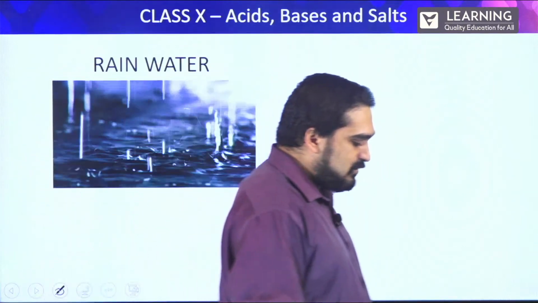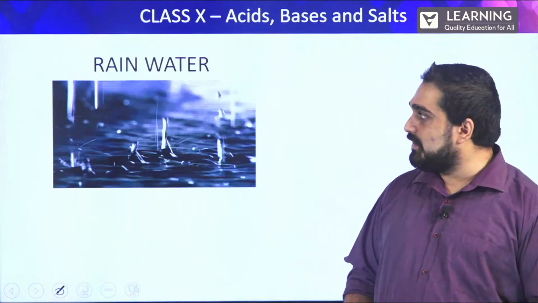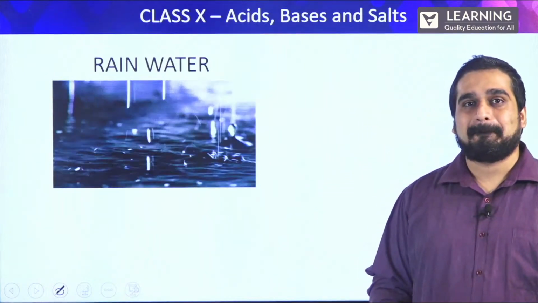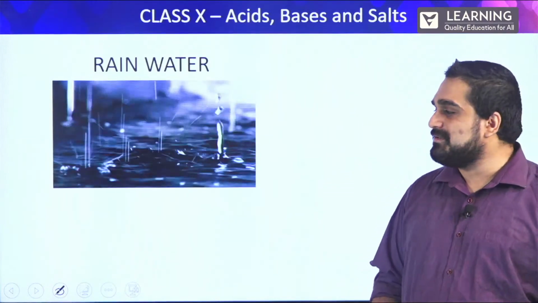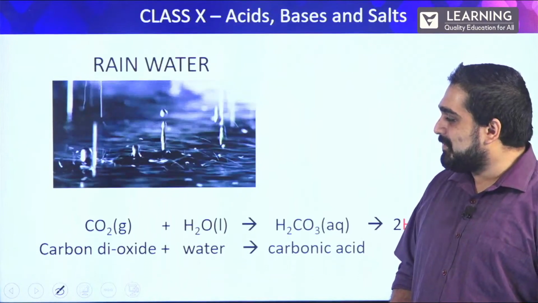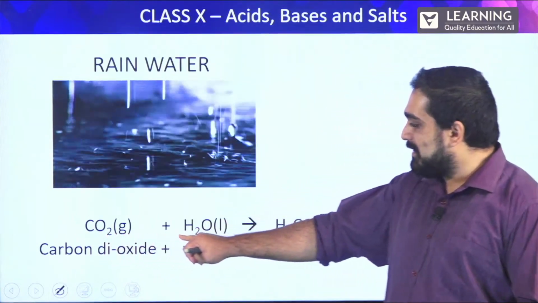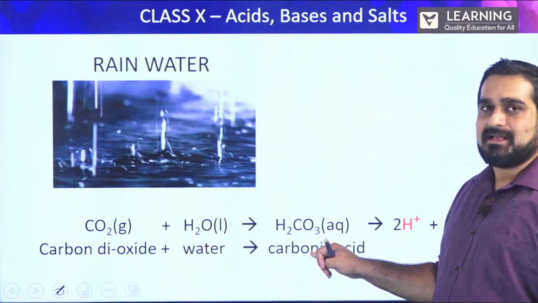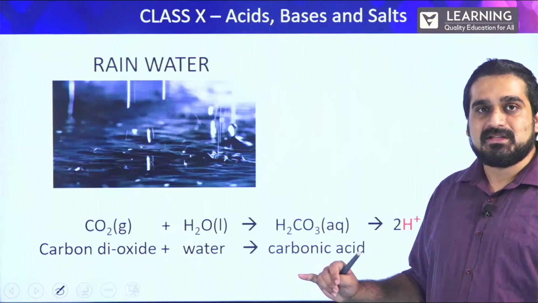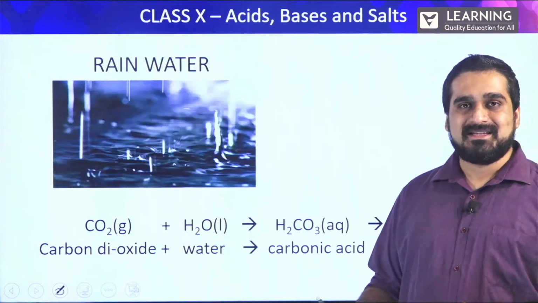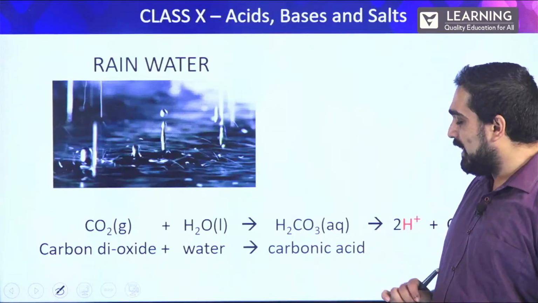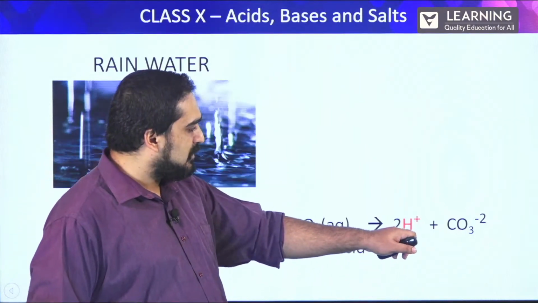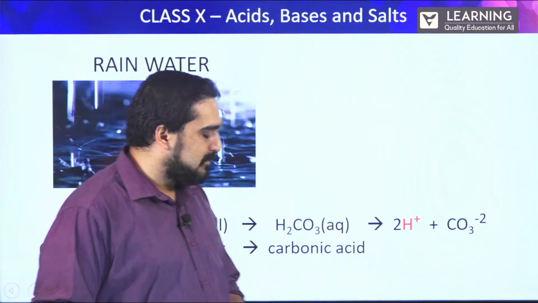Finally, moving on to something that we're more familiar with is rainwater. Is rainwater an acid or a base? Difficult to answer at this point, isn't it? But here's a reaction. When carbon dioxide dissolves in rainwater, it gives you carbonic acid. So here you see that rainwater is a little bit acidic, where you have a carbonic acid that is formed. The reason why it is acidic is because the active component here is the H plus ion, right?